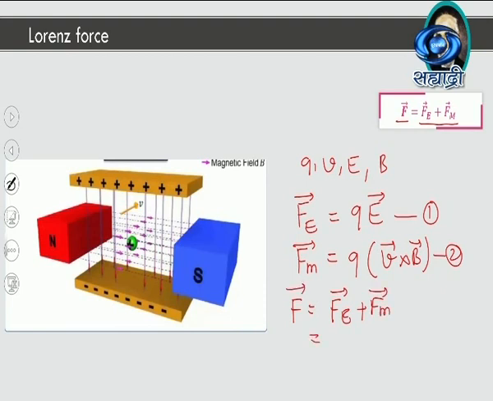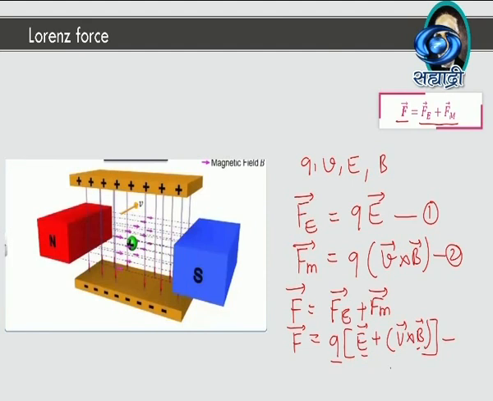So if I make these substitutions, then can I directly write down Q(E + V × B)? This is the net force experienced by that charge when it is moving through uniform electric and magnetic fields. The Lorentz force is very important to understand the behavior of materials in case of diamagnetism in the magnetic material chapter later. I want you all to observe this video as well.